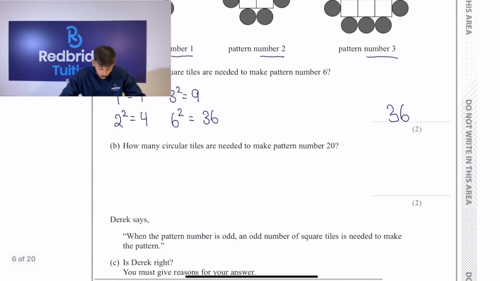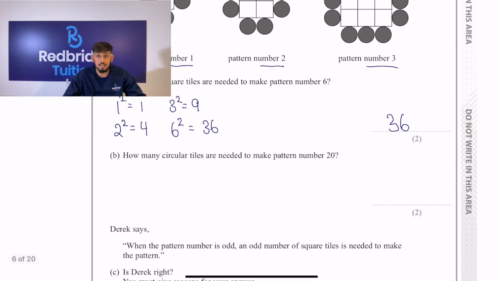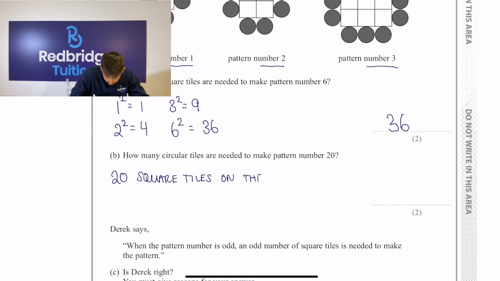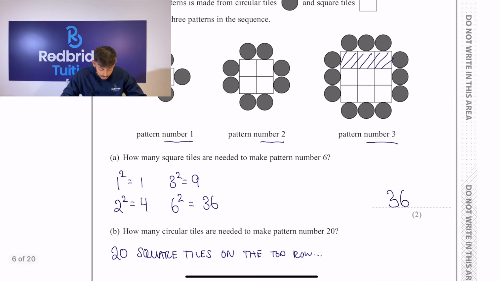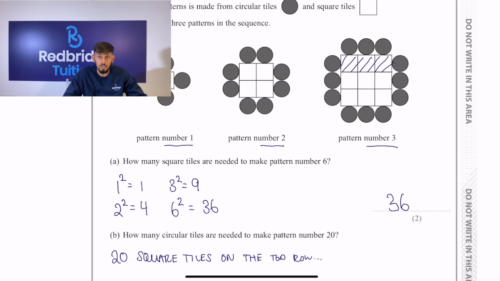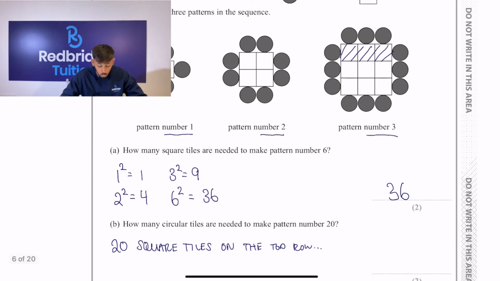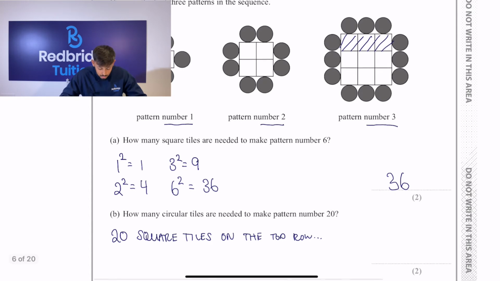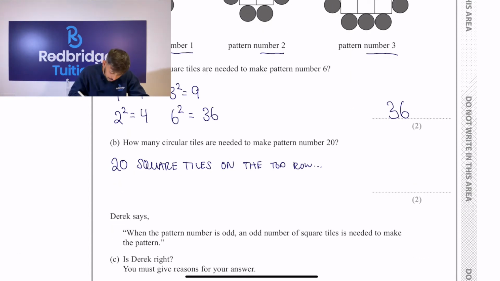So what we can infer from that is, on pattern number 20, we would have 20 square tiles on the top row. From that we can see that the number of tiles on the top row times 4 gives the number of circular tiles that we have in total. So the calculation that we would perform is 20 times 4, which gives us 80. 80 would be the total number of circular tiles to make the pattern number 20.